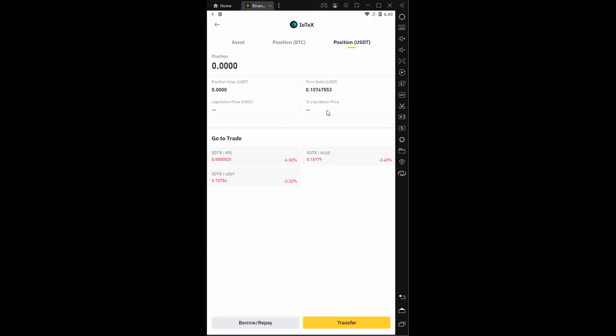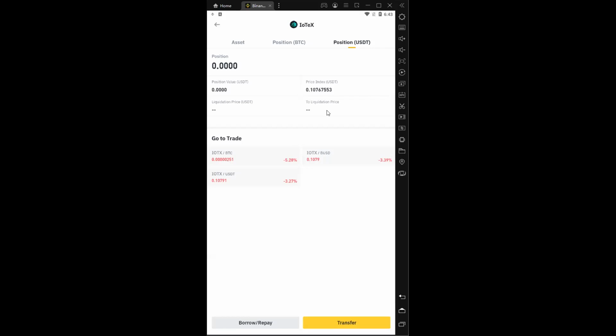But because you borrowed $200 more, what you have now is $300. And because you want to use 50%, you are able to buy with $150 instead of buying with $50. So that's the difference between the usual spot trading and margin trading.